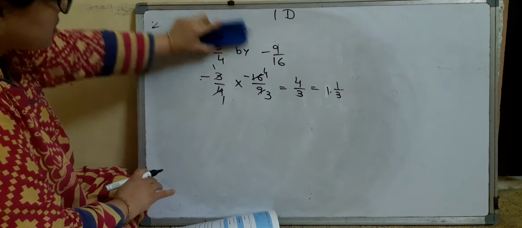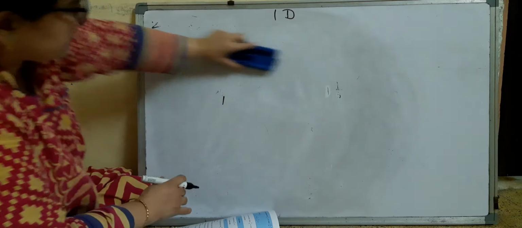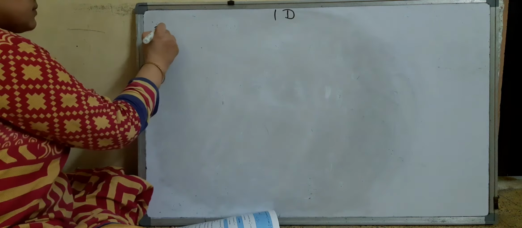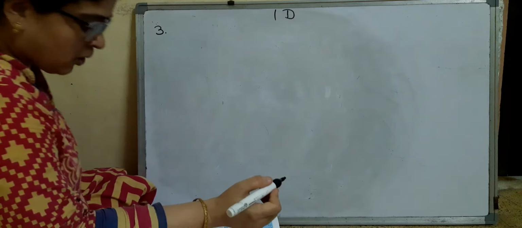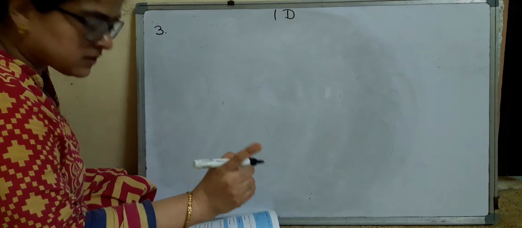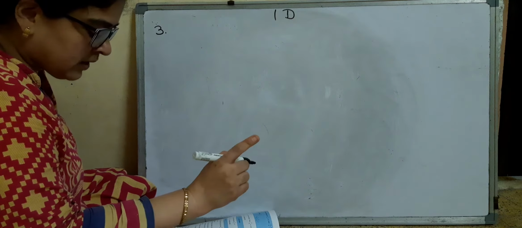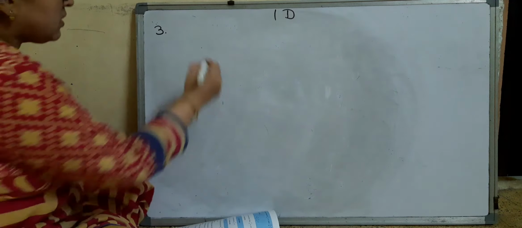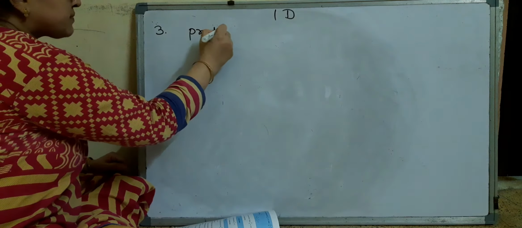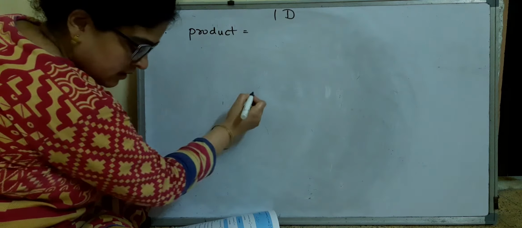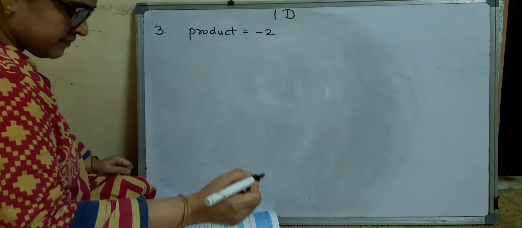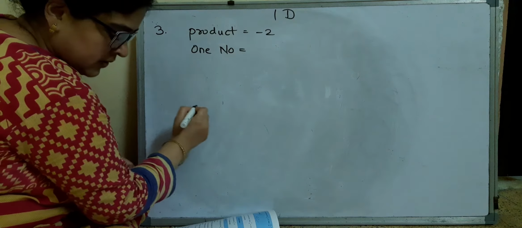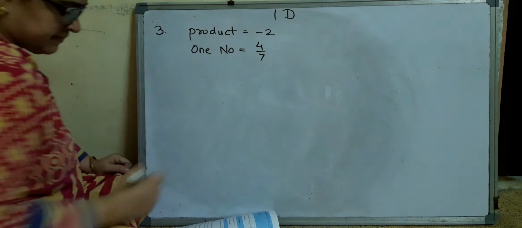Now move on to the third question. The product of two rational numbers is minus 2. If one of the numbers is 4 upon 7, find the other. Now what is the product? Minus 2. One number is equal to 4 upon 7.